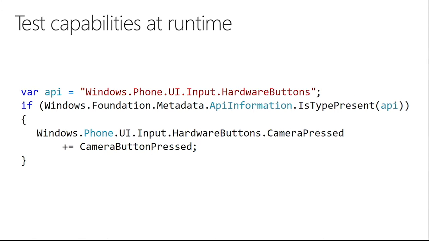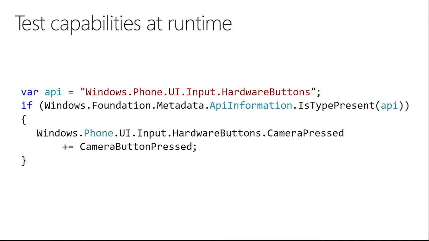The pattern is like this. The one downside, I think, is that in the Windows Foundation metadata API, the argument to IsTypePresent is a string. But presumably, when you test this, you'll soon find out if you spelt the string right, and you're testing thoroughly, of course. That's the way it works. If the check is true, then this bit of code will be executed. If it's not true, which will happen on other device families, then it just won't get executed.